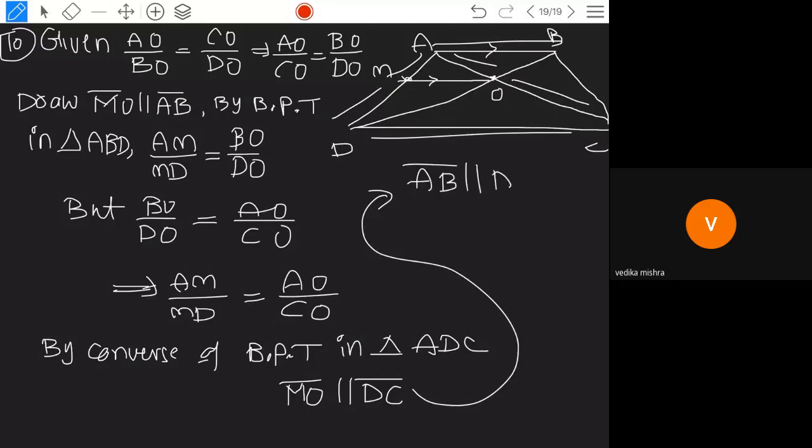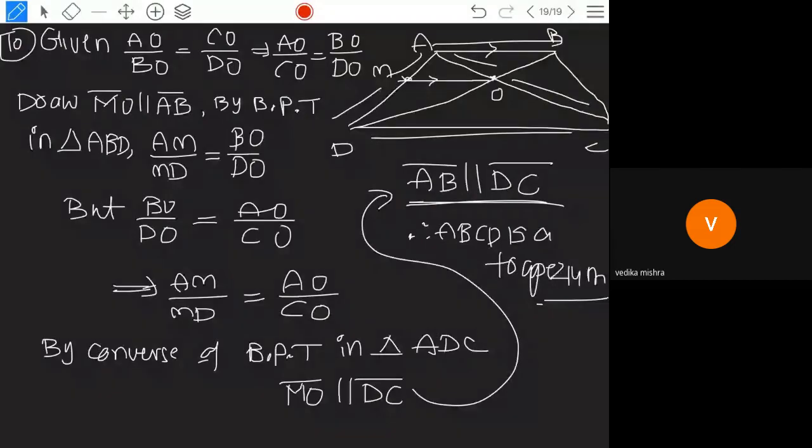If one pair of parallel lines exists in a quadrilateral, therefore you can say that ABCD is a trapezium. So it is asking you to prove it is a trapezium. Did you understand? Yes, sir. Okay, with this we have completed the exercise.